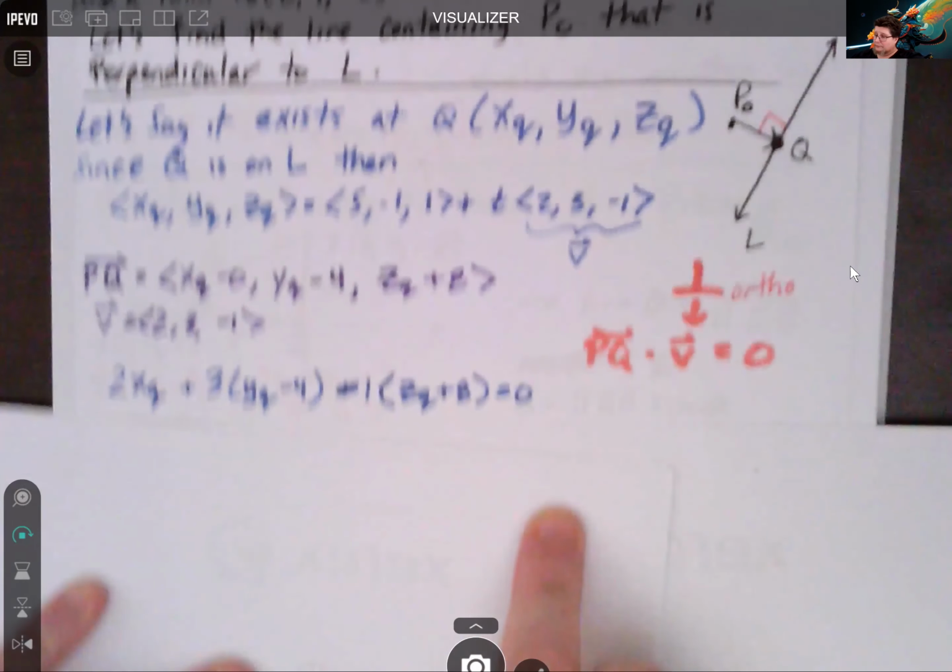Then we'll clean up the line a little bit, combining like terms. I distributed. So we have 3yq minus 12, and minus zq minus 8. The -12 and the -8 become -20, and I can add that to the other side and I get 20 on the other side. We're left with 2xq plus 3yq minus zq equals 20. We're left with that equation right here.